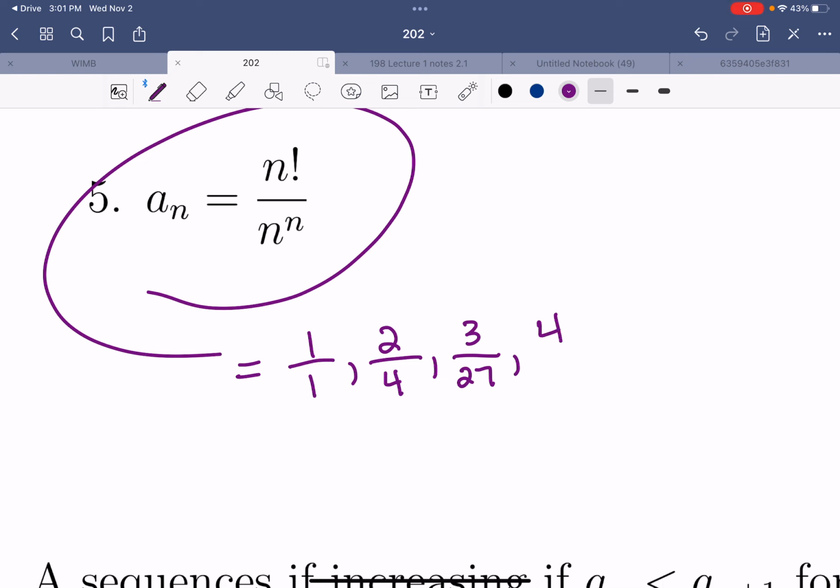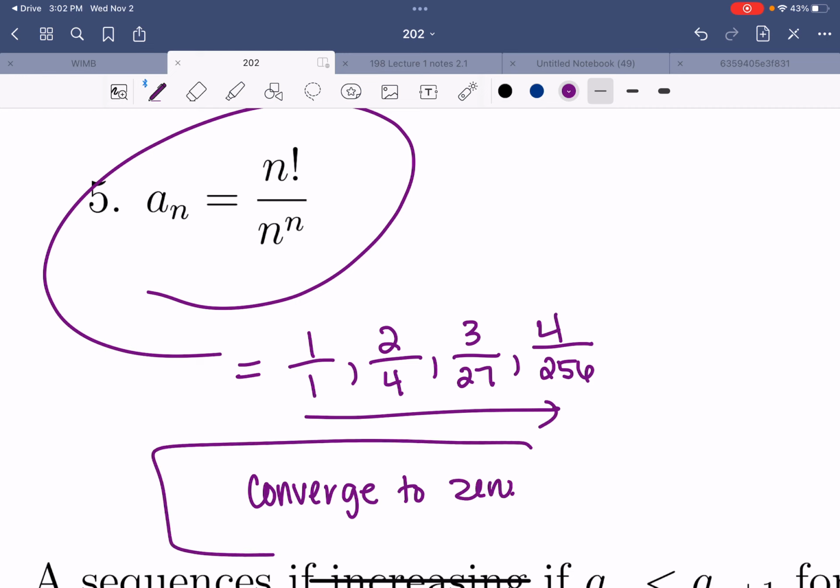The top is going to be 4. The bottom is going to be 4 to the 4th, which we're already getting past my mental abilities, is 256. So you can see very quickly that the denominator is getting large quickly. So this is going to converge to 0. Okay, so we know that it's getting smaller and smaller and smaller. We're going to stop the video here.